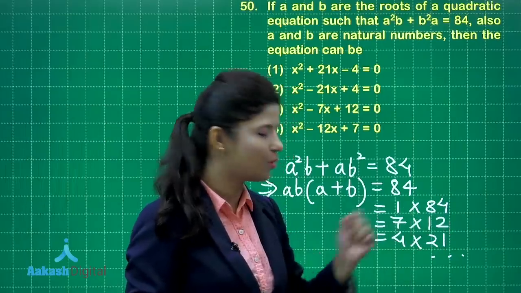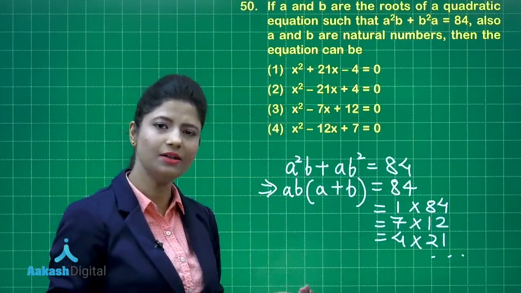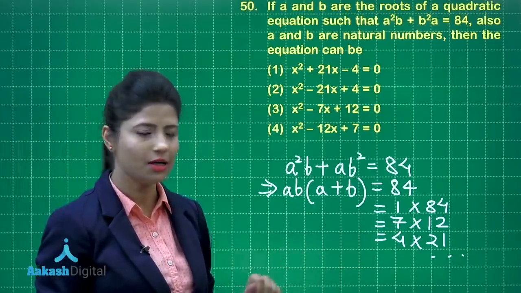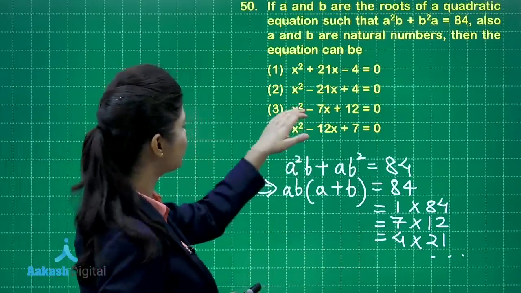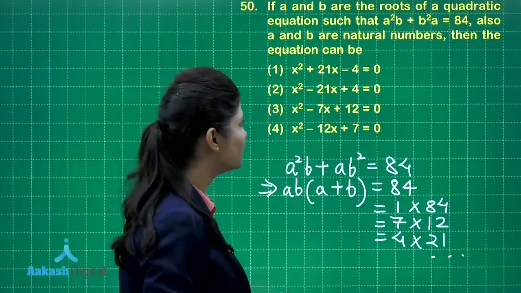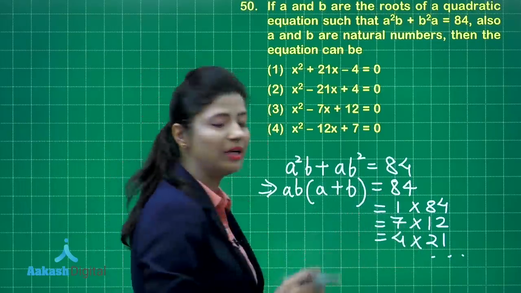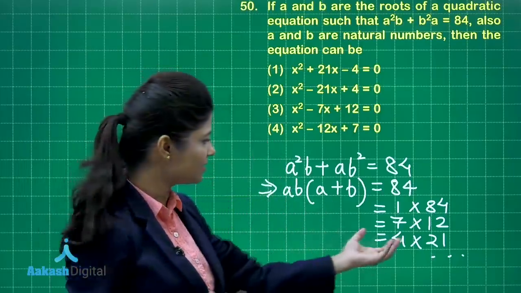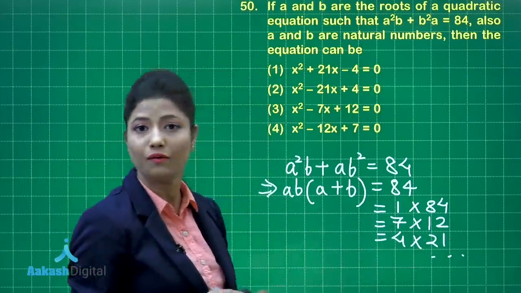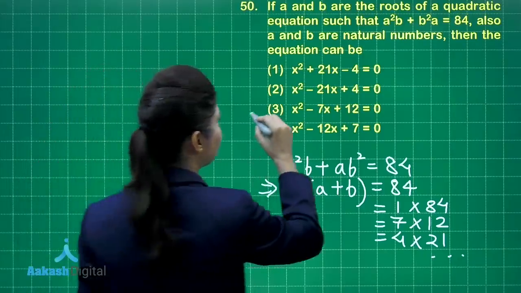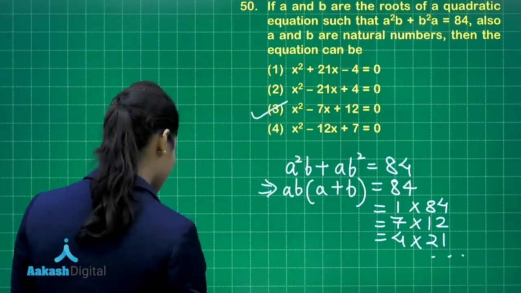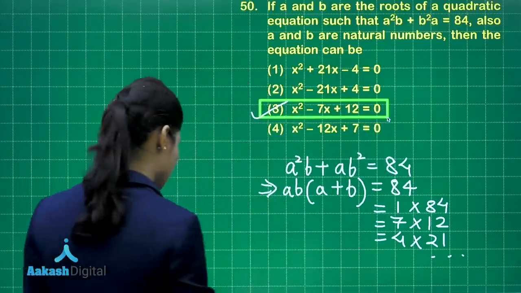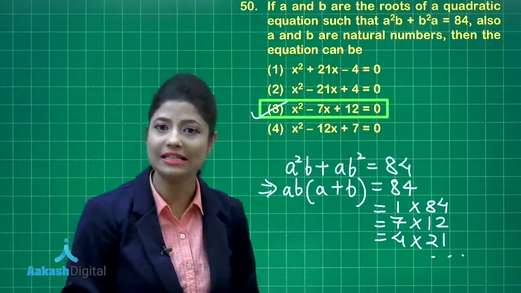So when I consider 12, 12 is considered to be 3 into 4, and 3 plus 4 gives me 7. So this is one of the possibilities which is clearly found here in option number 3. But when you take here 4 and 21, you don't get such natural numbers whose product and the sum will be 21 or 4. So that's why here I get the correct answer as option number 3. This is the required quadratic equation according to the given condition. I hope it is clear to you.